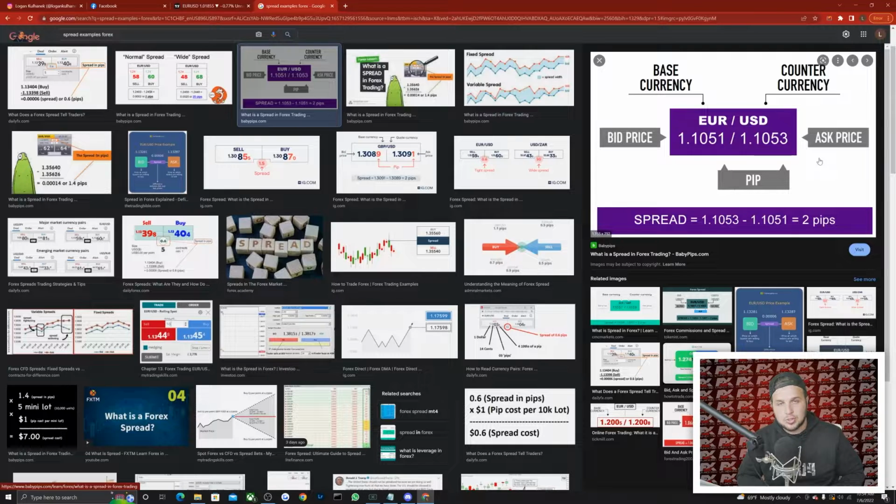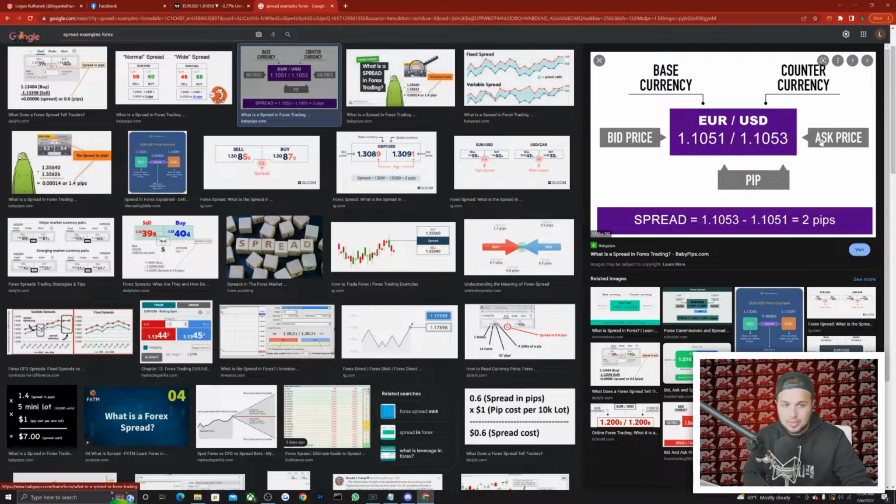1.1053. Okay, so spread is very important to understand because that is the price you're going to get in at when you place a trade. So if you see a spread that's very high, it's going to get you into the market a lot further down or further up in terms of where you initially placed your trade.